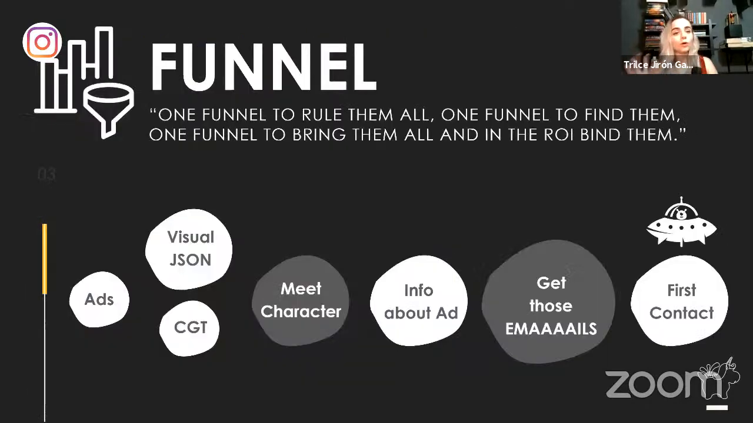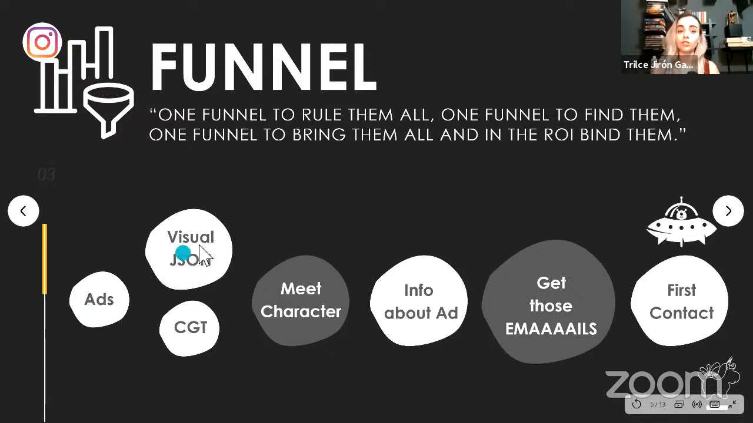So we're going to be seeing what a funnel for Instagram can look like. And remember, this is just my opinion on what it could look like and the ones that have worked the best for me. But yours can be entirely different and have a million more points. So we're going to have the entry point, which is going to be the ad. You're going to be able to engage via Visual JSON or the Comments Growth Tool. Here, the next steps, the ones that are in light gray, mean they're optional.